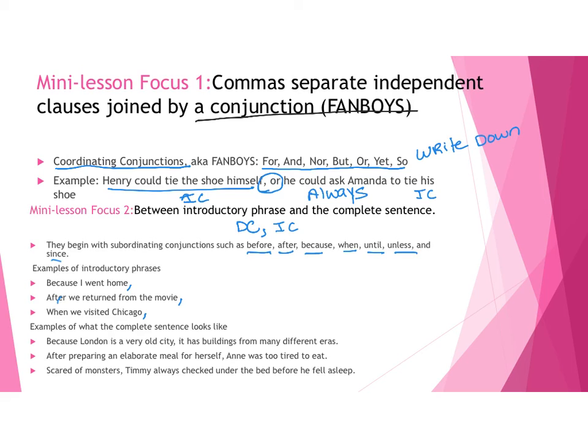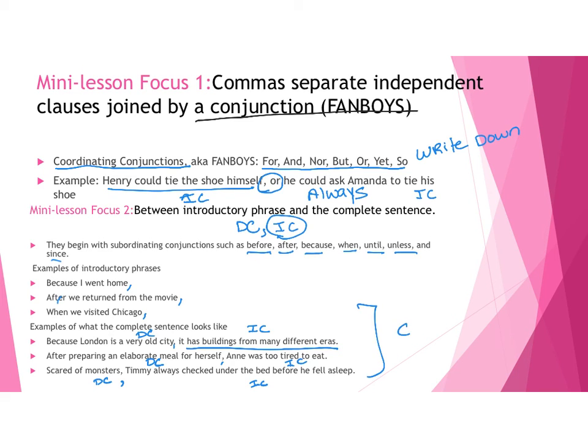Examples of what the complete sentence looks like when you add the independent clause. Because London is a very old city, comma, it has buildings from many different eras. So you've got dependent clause, independent clause. After preparing an elaborate meal for herself, dependent clause, Anne was too tired to eat, independent clause. Scared of monsters, dependent clause. Timmy always checked under the bed before he fell asleep, independent clause. Okay. Notice the comma.